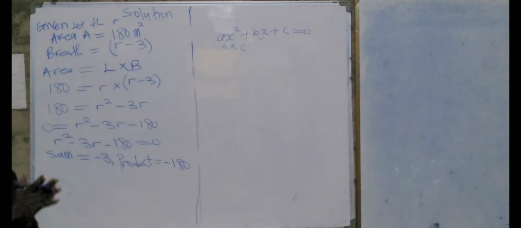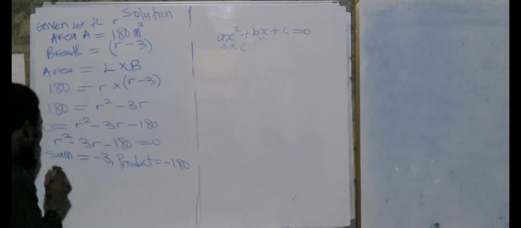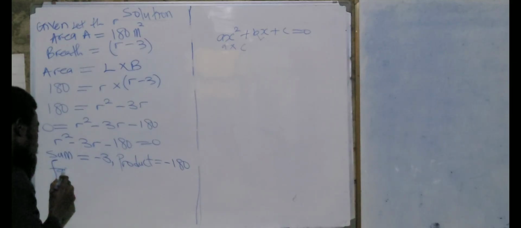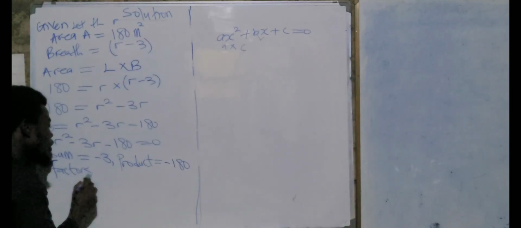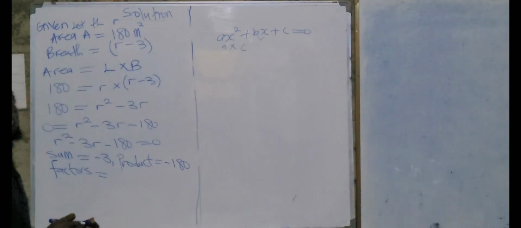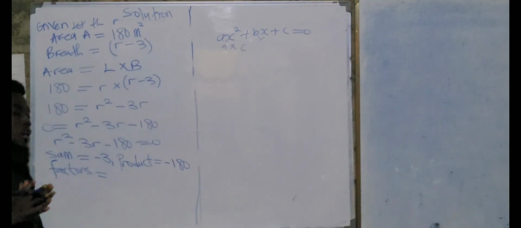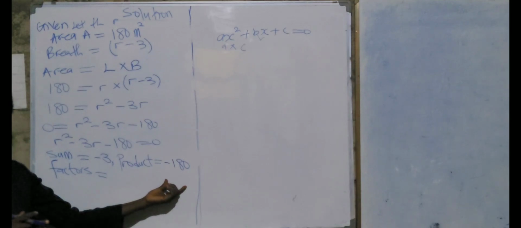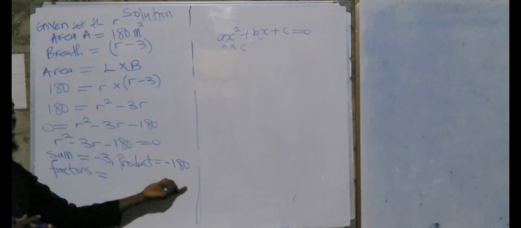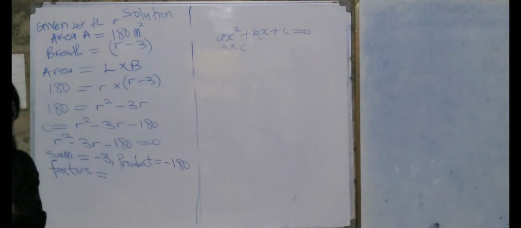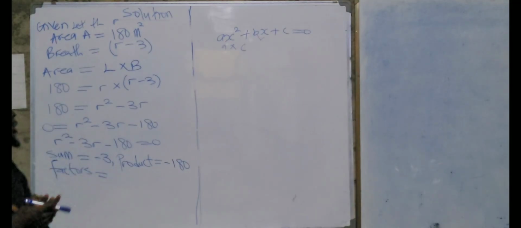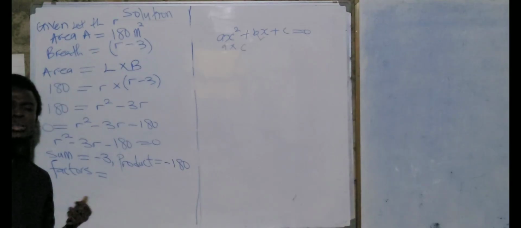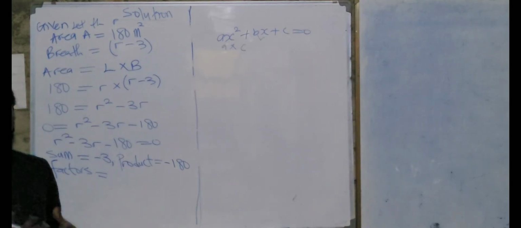So therefore, you find two numbers again. Those are the factors now. For the factors here, you find two numbers. When you multiply, you're going to have negative 180. And when you add those numbers, you can find the middle term. If you look at 12 and 15, what are they? Multiply them.